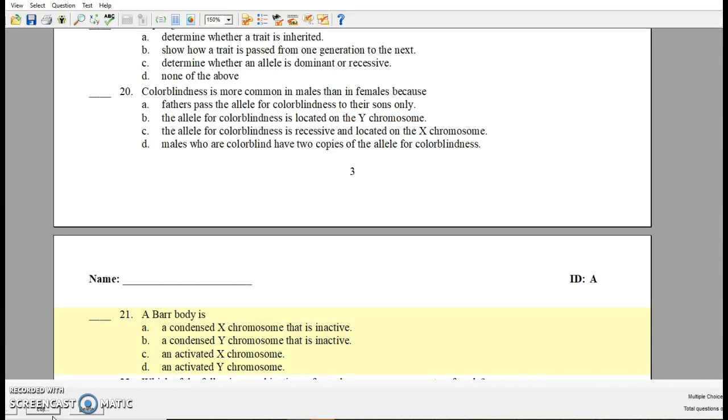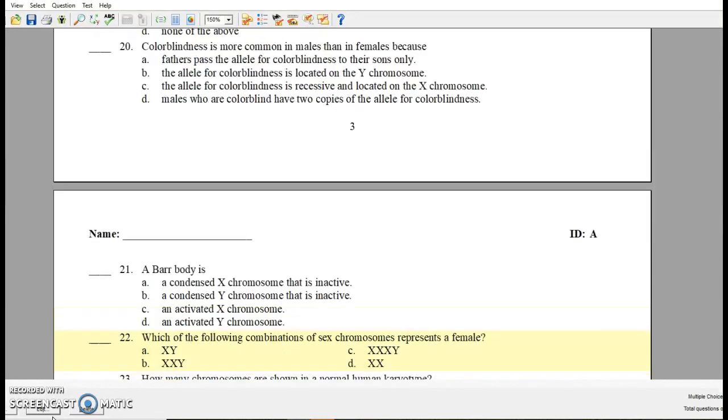21, a Barr body is a condensed X chromosome that becomes inactive in the cell. Which of the following combinations of sex chromosomes represents a female? And that would be D, XX. The other ones all have a Y, and anytime you see a Y as a sex chromosome, the Y makes the child male.